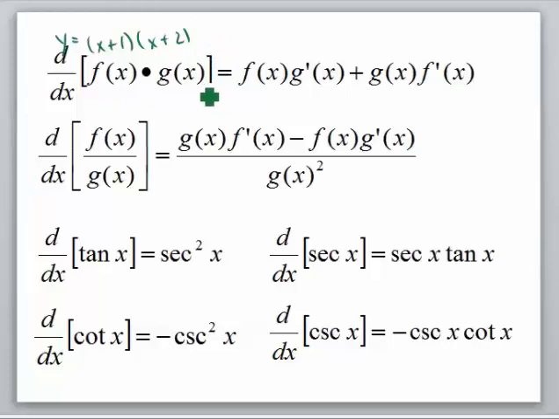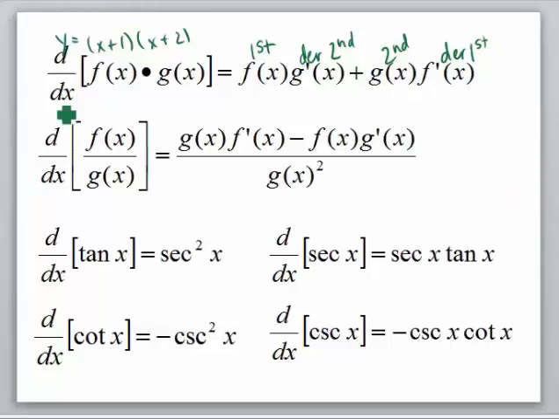But what product rule says is anytime you have two functions being multiplied together, what you can do is take the derivative in this manner. You do the first times the derivative of the second plus the second times the derivative of the first. And you'll see this in examples. And those are the words I'm going to use. First times the derivative of the second plus second times the derivative of the first.